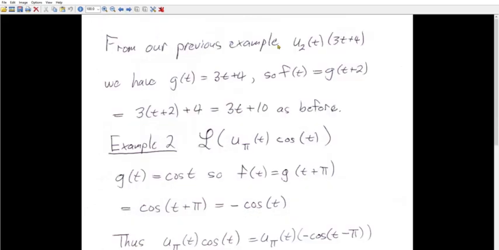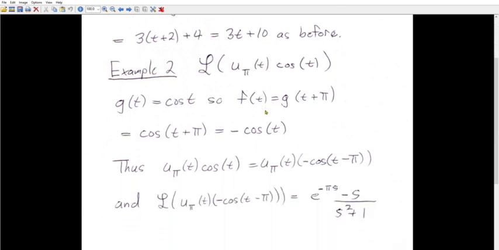Taking a look at our previous example, u2 of t times 3t plus 4. So g of t is this 3t plus 4. What we do is put a t plus 2 in every place that we see a t. And what that gives us is 3 times (t plus 2) plus 4, which is 3t plus 10, which is exactly the function we found before.